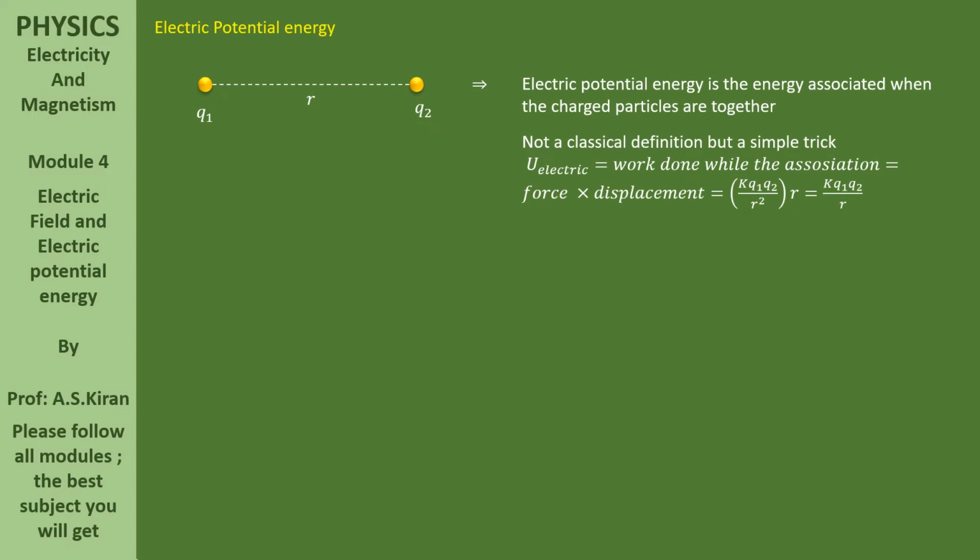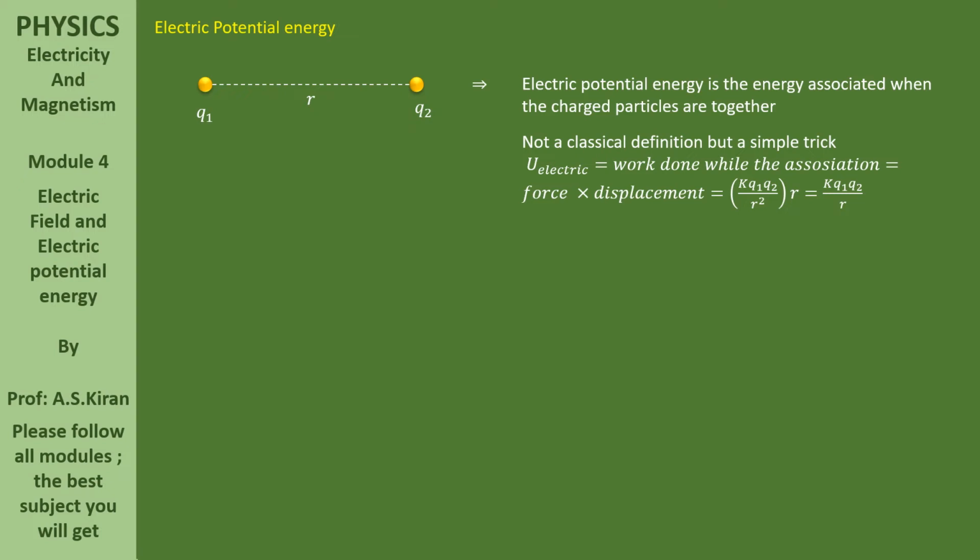Of course, very simply we can assess what the electric potential energy is by using our awareness of general mechanics. It is not a classical definition, but a simple trick. Electric potential energy, U electric. Whatever the energy, it is the energy. What is the energy here? Simple. Work done during the association. What association? Association of those two charges.